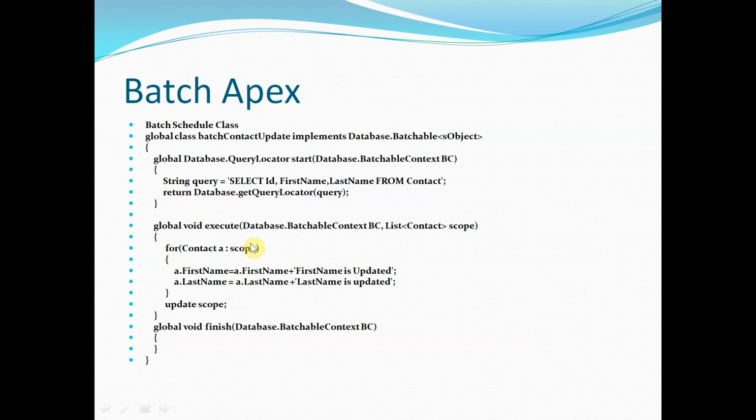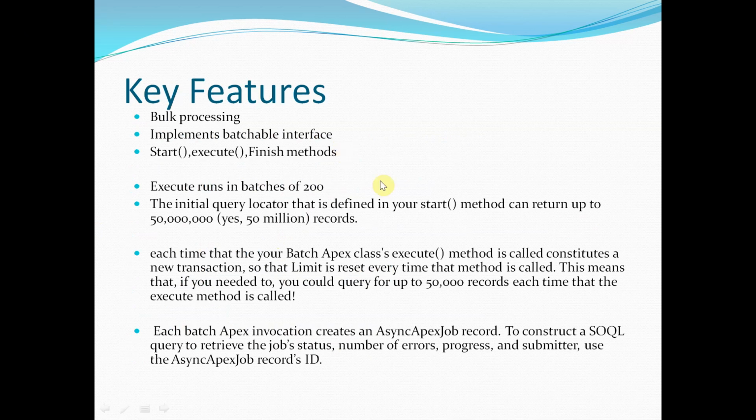Now what will happen is, if getQueryLocator contains 1000 records, then it will first send the first 200 records, then the next 200, then the next 200, like that 5 times this will execute. So execute runs for 200 records at a time. Even if you pass 50 million, it will break it up into batches of 200. The maximum batch size you can set is up to 2000. And finally, when you want to do any cleanup job, this Database.finish will run, this last will run. So let's understand the elements here.